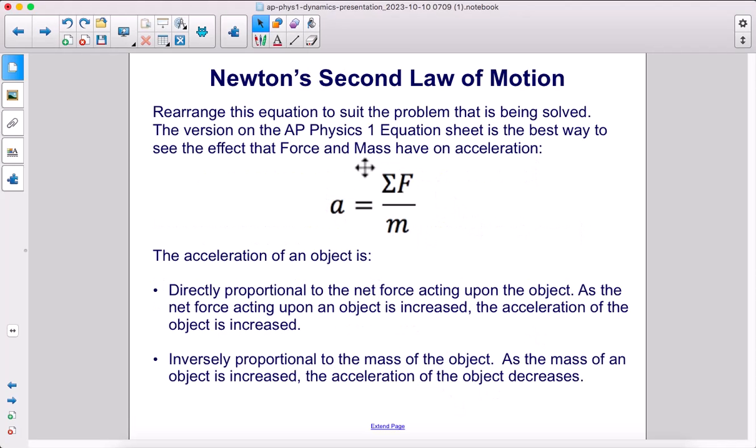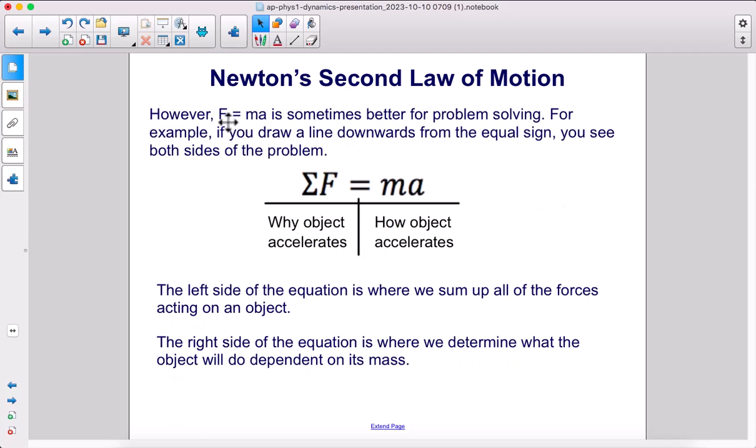You can rearrange Newton's second law to suit the problem that is being solved. The version on the AP Physics 1 equation sheet is the best way to see the effect that force and mass have on acceleration. You can see here that the acceleration of an object is directly proportional to the net force acting upon the object. As the net force acting upon an object is increased, the acceleration of the object is increased. Inversely proportional to the mass of the object. As the mass of an object is increased, the acceleration of the object decreases.